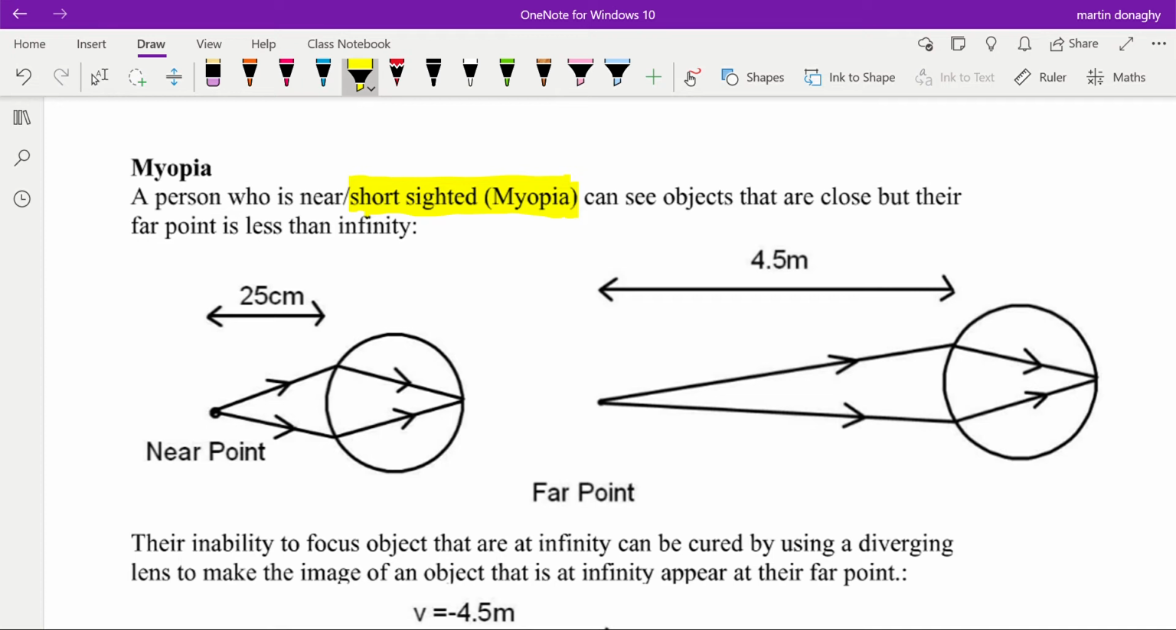What we mean by short-sightedness is they can see things that are a short distance away, i.e. their near point is okay. So they have the normal near point of 25 centimeters, but the problem is they can't see things that are far away. So their far point should be infinity, but it's not. Okay, it's going to be closer than infinity. So in the case of this person, it is 4.5 meters away.